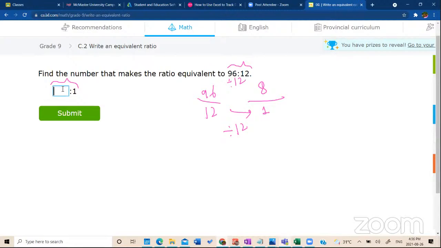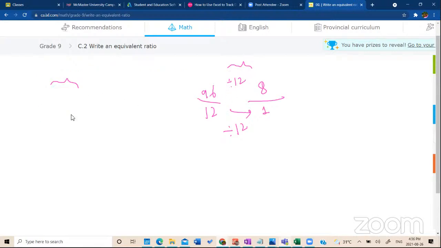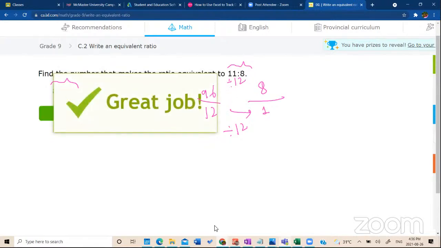12. You would write 8. Because look, you have to do it by the same number we do the denominator. So first we always look at the denominator. To get from 12 to 1, we divide by 12. So in the numerator, we have to divide by 12. You have to do the same to the top and the bottom. Okay, so that's how that one will work.